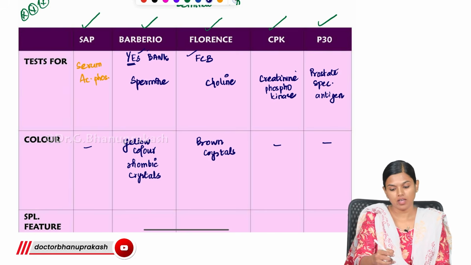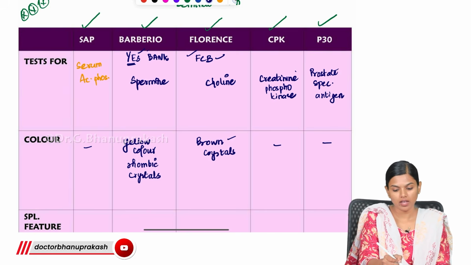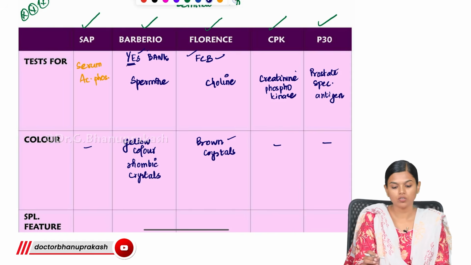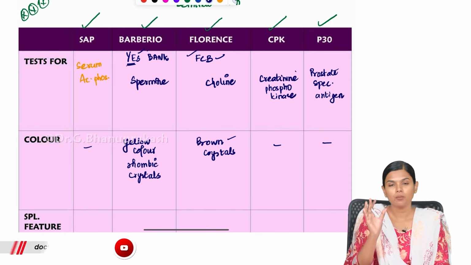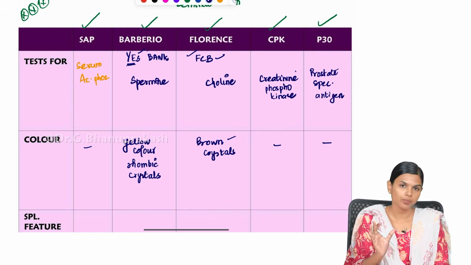So FCB, B for brown, S bank, YE for yellow. So you will get yellow color in Barberio, brown color in Florence. They will repeatedly ask which color you will be getting in what.